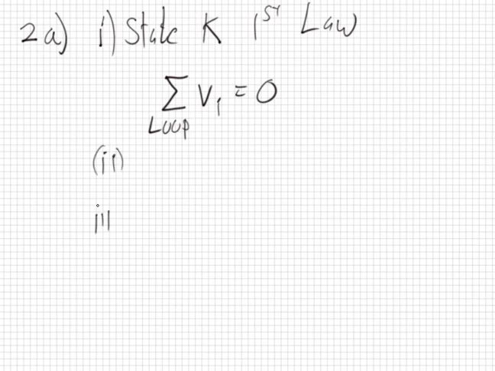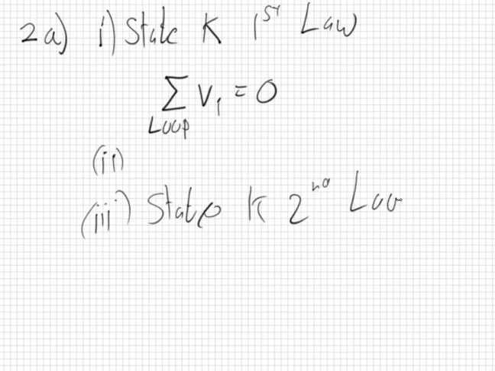And then part 3 is state Kirchhoff's second law. And what's the second law? Well, that's the junction law. So the total current into any junction should equal 0.